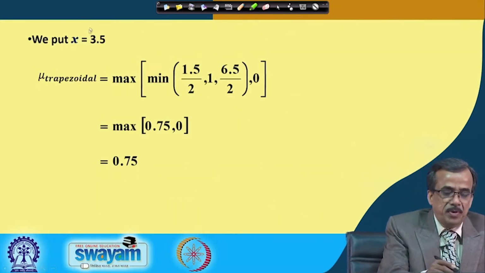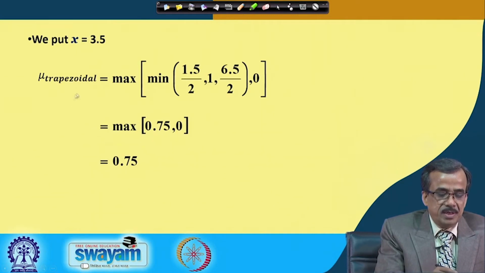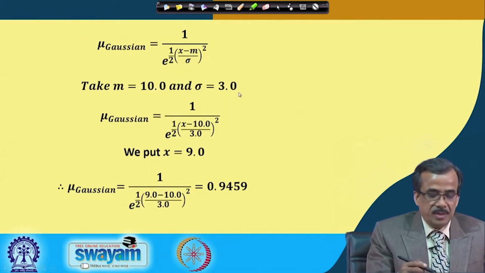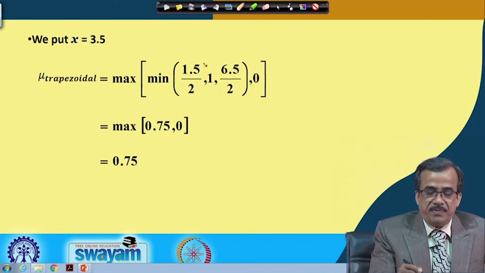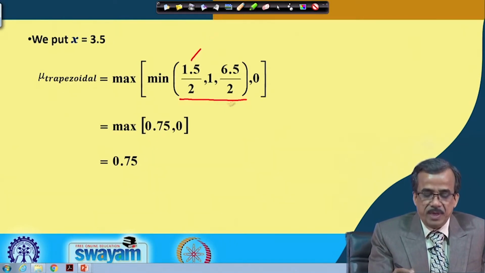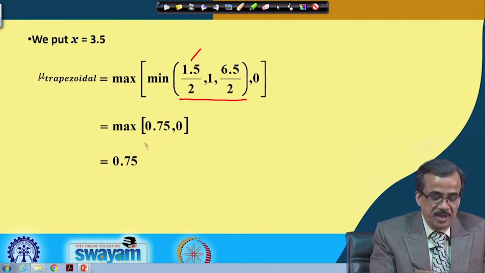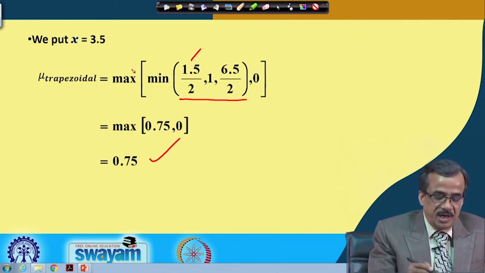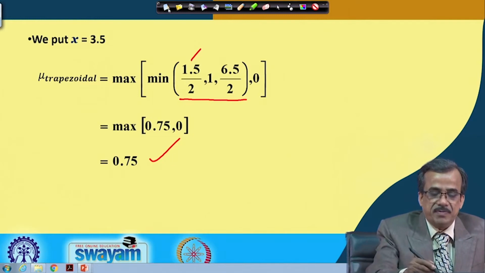So, if we put x equals 3.5, you will be getting mu trapezoidal, which is nothing but the maximum between, and before that you will have to find out the minimum among these 3, that is 1.5 divided by 2, comma 1, 6.5 divided by 2. So, the minimum among these 3 is nothing but 0.75, that is 1.5 divided by 2. Now we will have to compare 0.75 and 0 and find out the maximum, and that is nothing but 0.75. So, the value for mu trapezoidal is equal to 0.75.